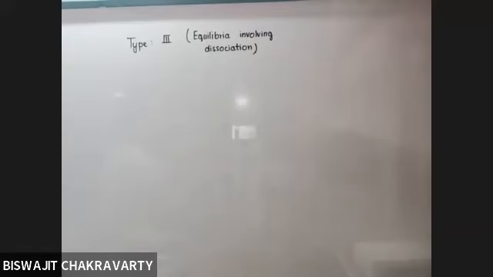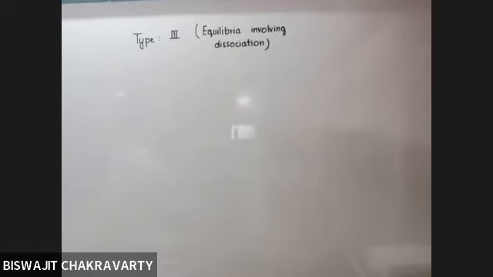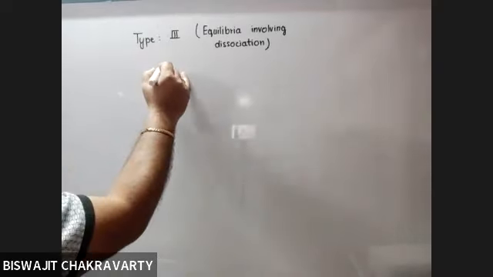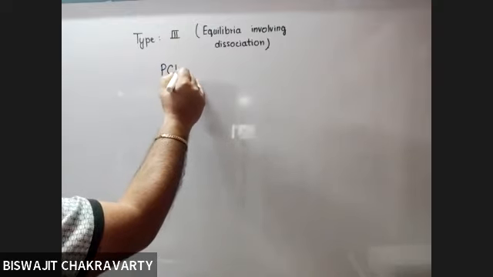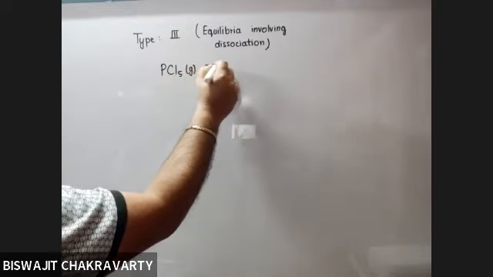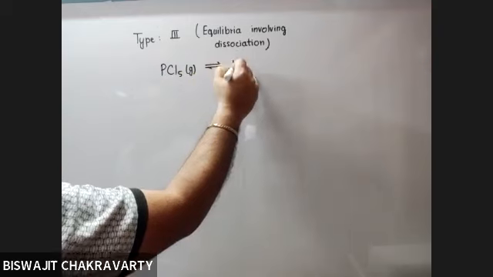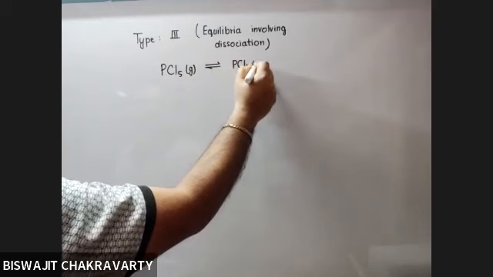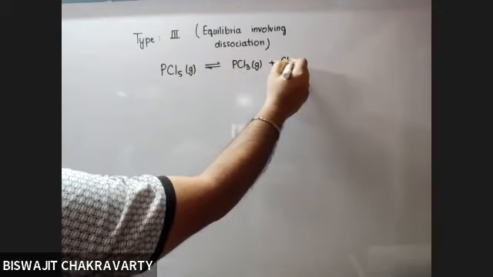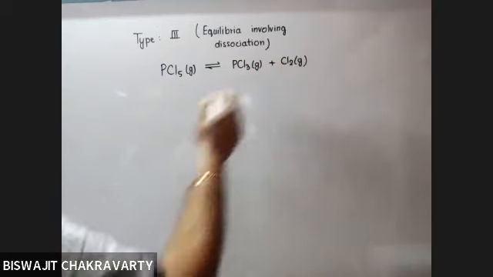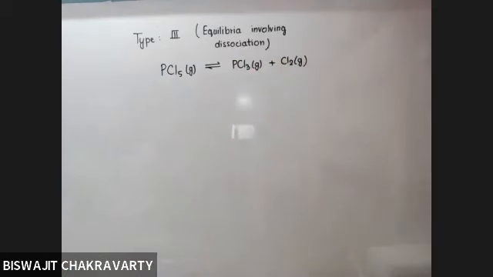So when we talk about dissociation, generally we mean that larger molecules like PCl5 get fragmented to smaller molecules. Okay, so PCl5 reversibly breaks down to give PCl3 and Cl2.